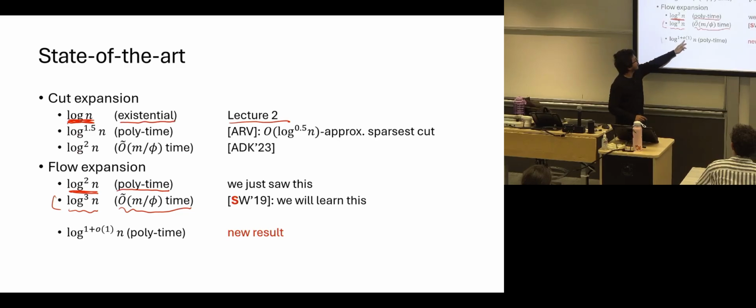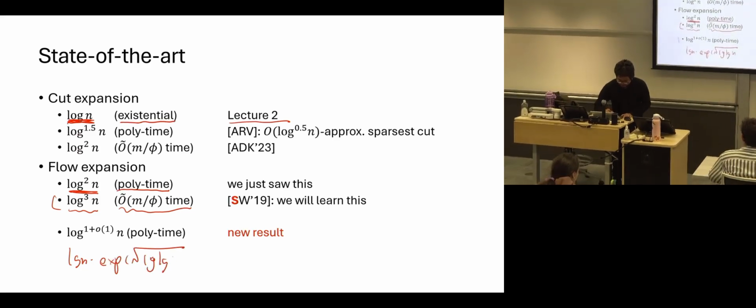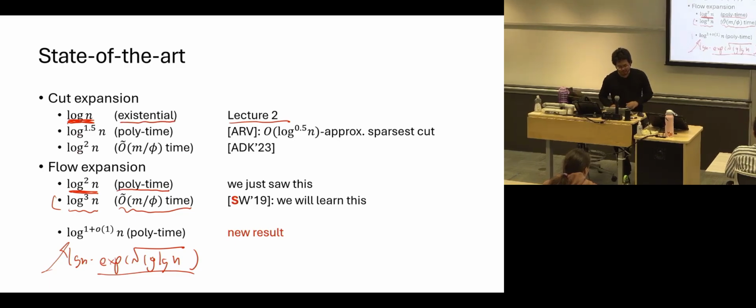It's close to log n, but it's log n times exponential of square root log n. So this is less than log to the 1.1 n. The techniques that we learn are useful for this one, but I will not have time to talk about it. Okay, that's the state of the art, so that you know.